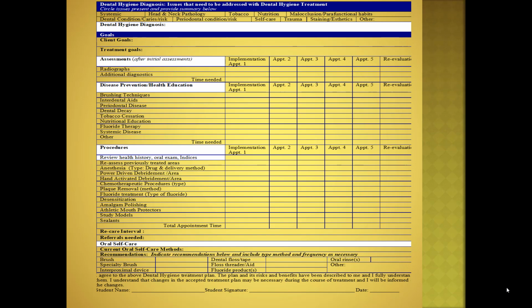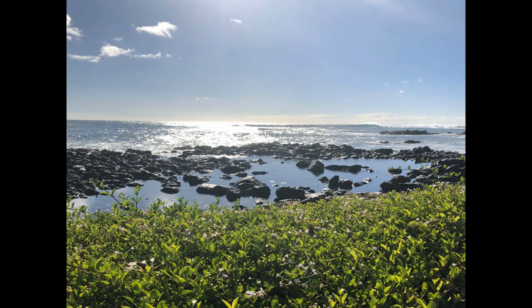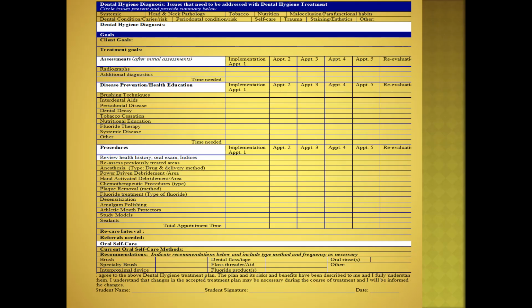So what do we do? We're going to use the dental hygiene diagnosis portion of our treatment plan form. And this is what it looks like. And at the top part of this form, you are going to want to circle all the issues that present for your patient. So you're going to look at all the conditions at the top and just circle all that apply to your patient.